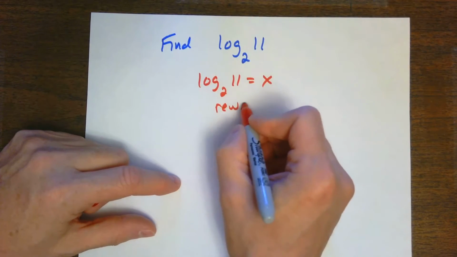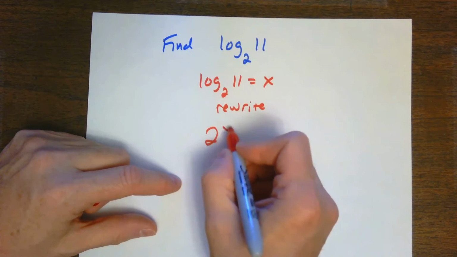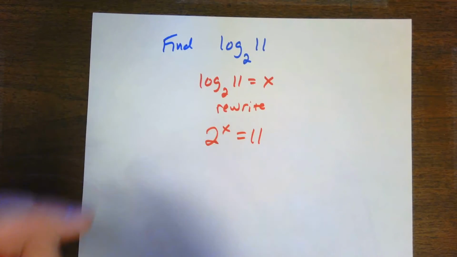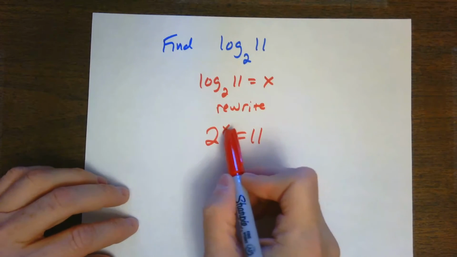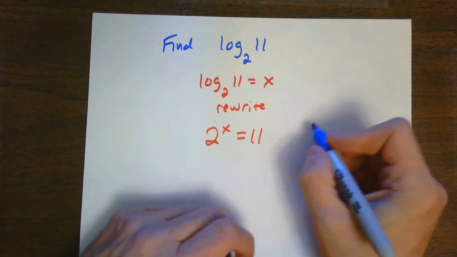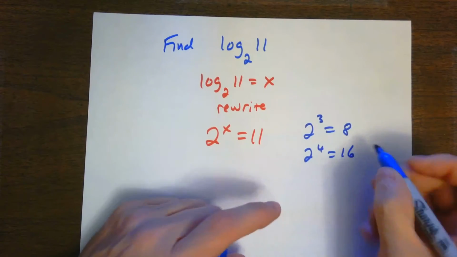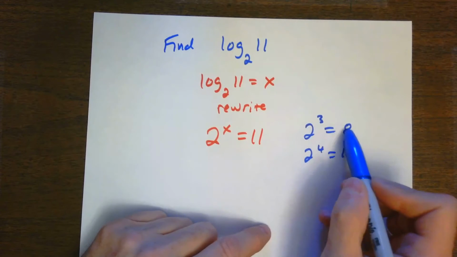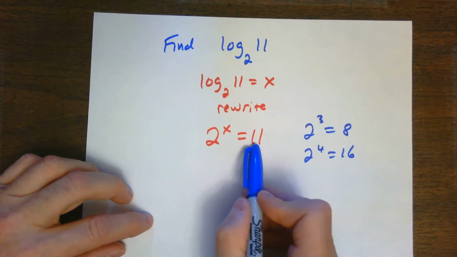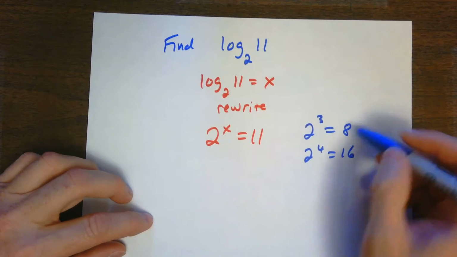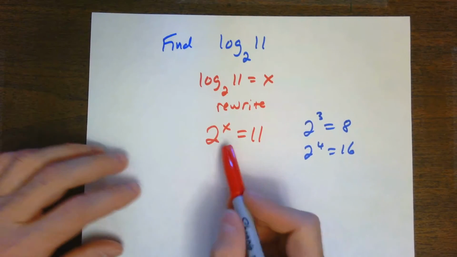I'm going to rewrite in exponential form, which says 2 to the x equals 11, and now look at what I've got. I've got something very similar to the problem we just did. 2 to what power is 11? Well, I know that 2 to the third power is 8, and 2 to the fourth power is 16. 2 times 2 times 2 is 8. 2 times 2 times 2 times 2 is 16. 11 is somewhere between 8 and 16. So x has to be somewhere between 3 and 4. But where? How do I solve this?